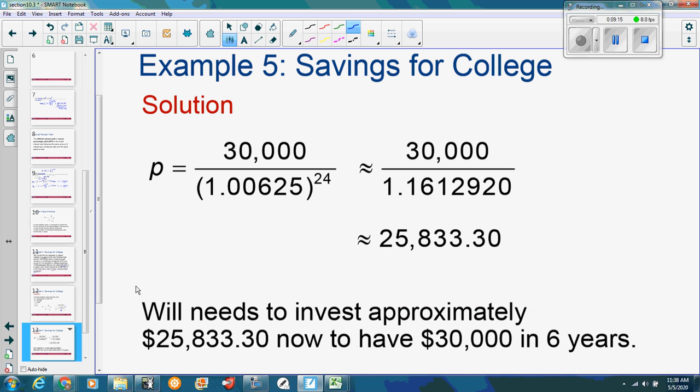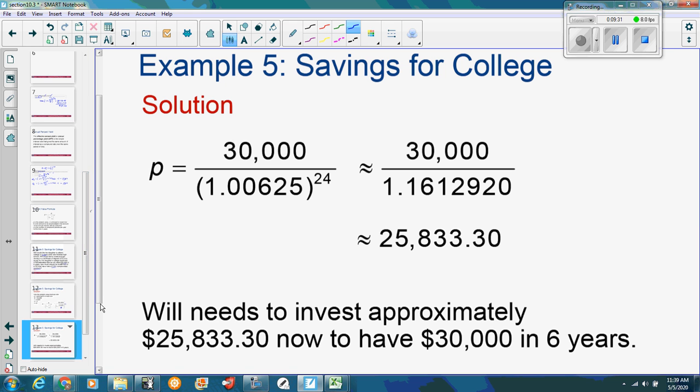So to put in the calculator, get what you get in the parentheses first, raise it to the 24th and divide. So what it's saying is he needs $25,833 so that in 6 years he would have $30,000 to invest in that CD.